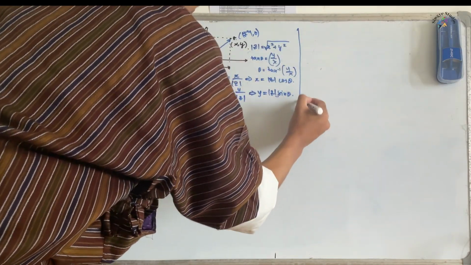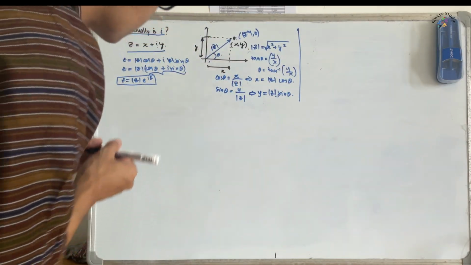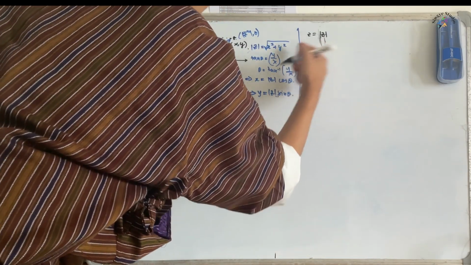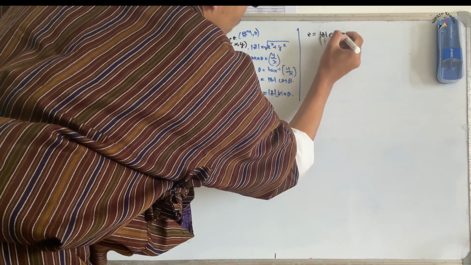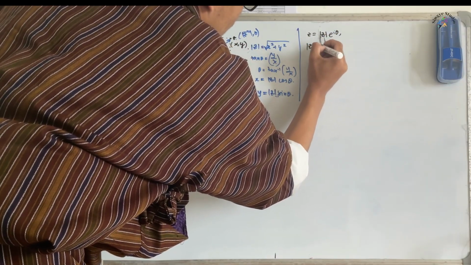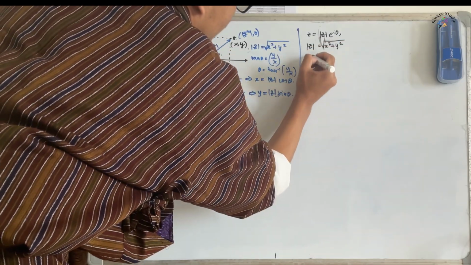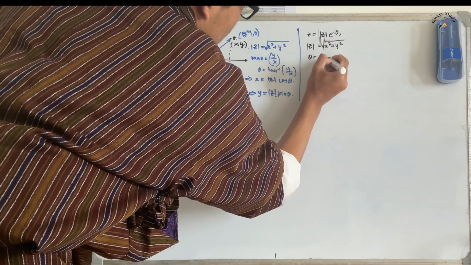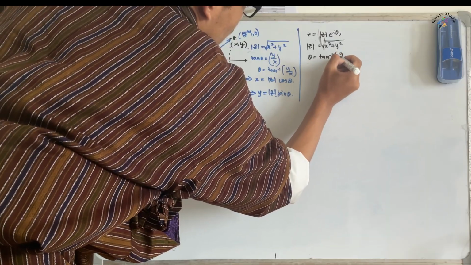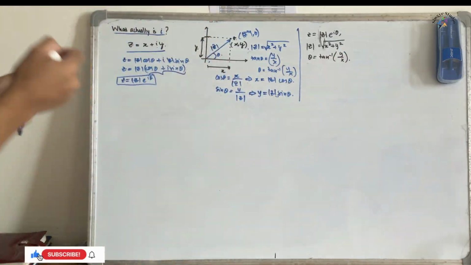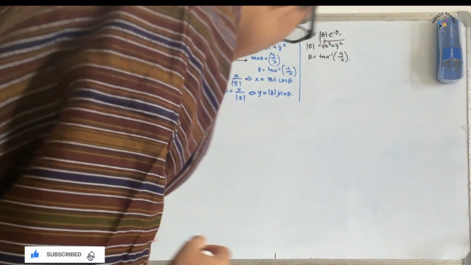So I can write it like this for you: modulus of z times e raised to i theta, where the modulus of z equals the square root of x squared plus y squared, and theta equals tangent inverse of y by x. I hope you have understood this.